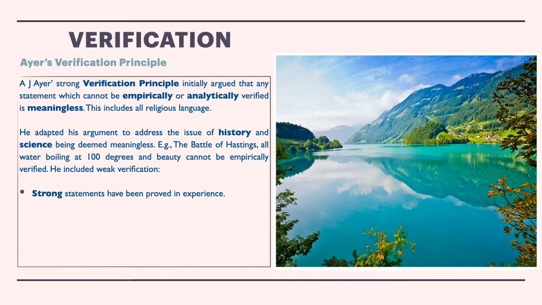So he adapted his strong principle, and he argued two versions of it. Yes, we've got the strong version that statements have been proved in experience. But in order to deal with history and science losing its meaningfulness, he introduced weak verification, and that is, weak statements could theoretically be proven. Another version is indirect, through practical or indirect means.